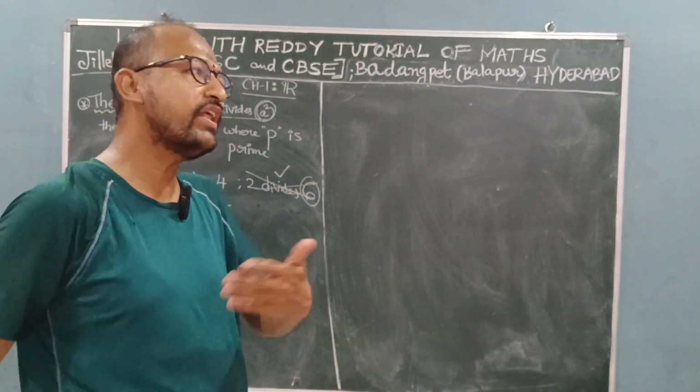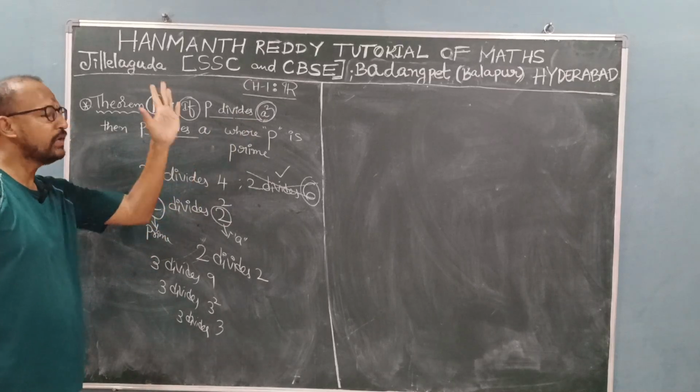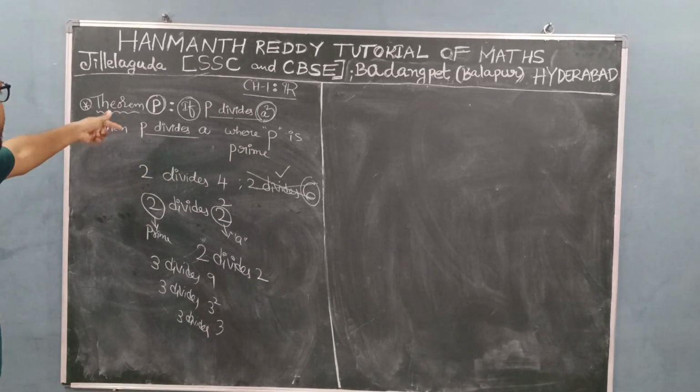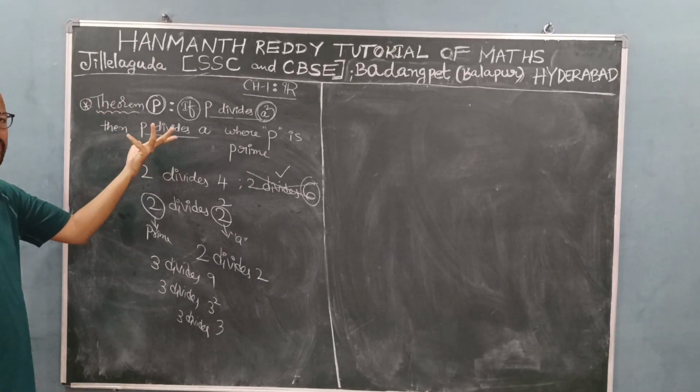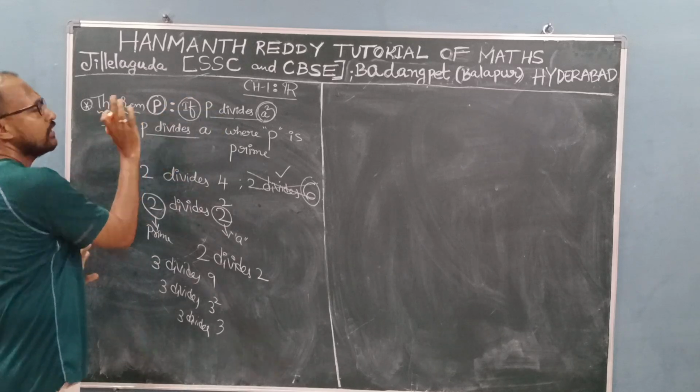If a prime number p divides a square, then obviously we can say that p divides a. This is a very, very important theorem I am writing. Let us denote the theorem with the number P. We don't know any number. Let us take this complete statement as Theorem P.